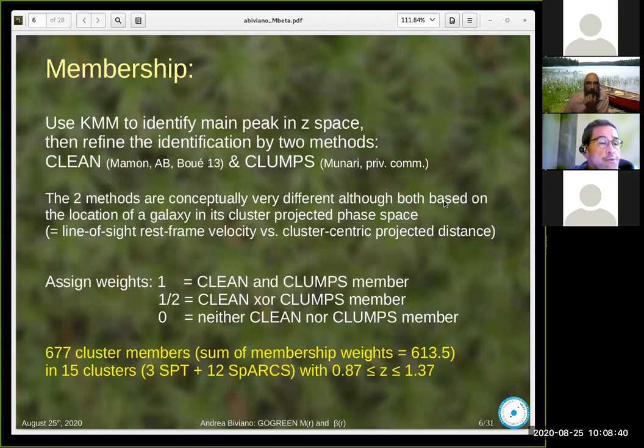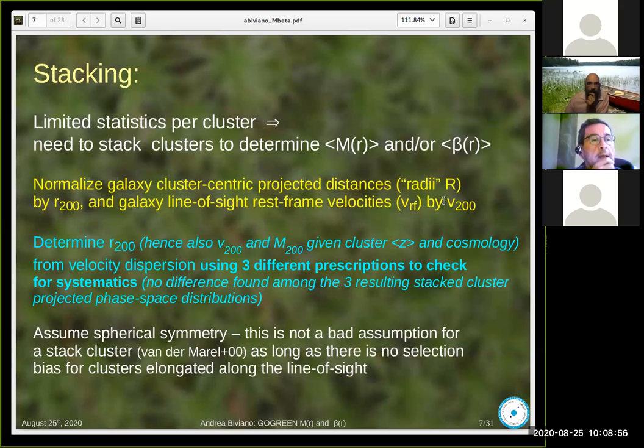In total, the two methods identify 677 cluster members in these 15 clusters, although the sum of the membership weights is 613.5. Basically, some members are not identified by both methods. And then once you have the members of each cluster, you want to do the stacking. That's because you want to have statistics to determine in the end an average mass profile and velocity anisotropy profile.